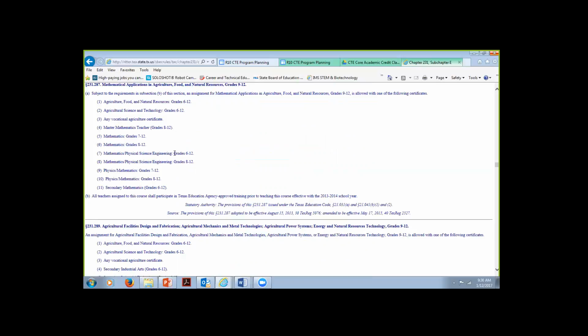Now, this is one that catches people every now and then. The math, physical science, engineering, grade 6 through 12 needs to be read out on the certification just like that. I have seen where schools made the mistake of having a mathematics 6 through 12, or maybe just a physical science 6 through 12. It actually has to be read out because that's an MP and E certification. So if you were going to utilize 7 or 8, it actually needs to read on the person's state of Texas issued certification, math, physical science, and engineering, grades 6 through 12.